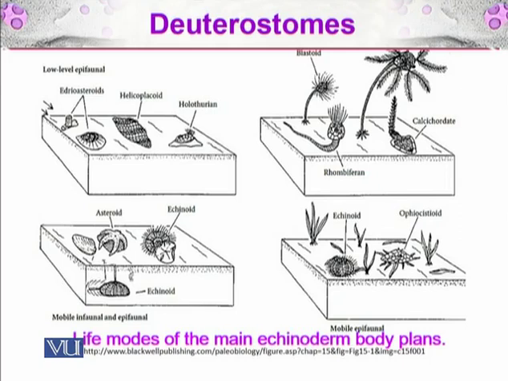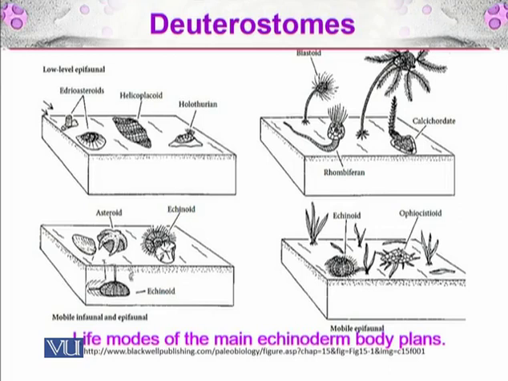There are low-level epifaunal forms. Epi means upon, and fauna means they live on the surface. And here you have the edrioasteroids, helicoplacoids, and holothurians. And then there are the blastoids. These look just like plants. If you see the right upper side, the blastoids look like plants, but they are not actually plants. These are animals. Then rhombiferans and calcichordates.